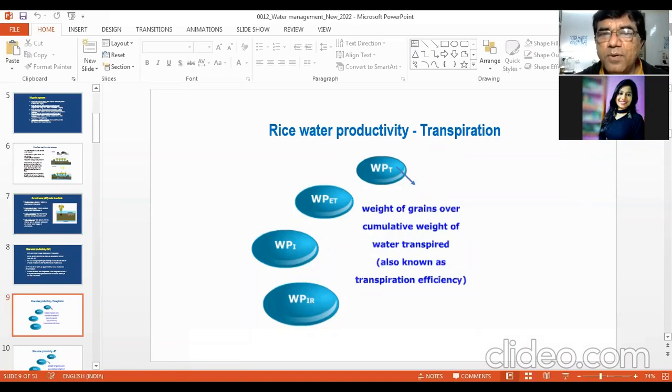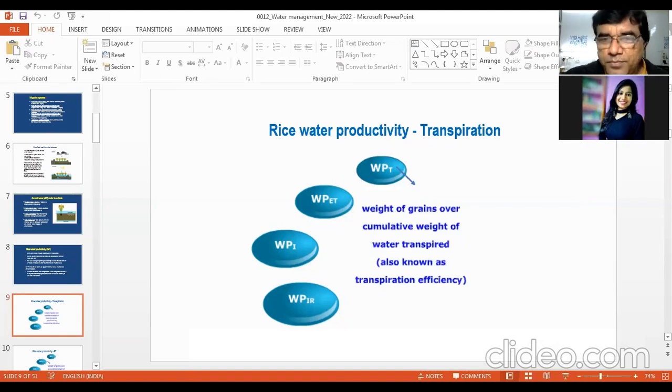So number one is WPT, water productivity of transpiration. So weight of grains over cumulative weight of water transpired. How much water is transpired? So this is also called transpiration efficiency, means grain produced divided by quantity of water transpired.